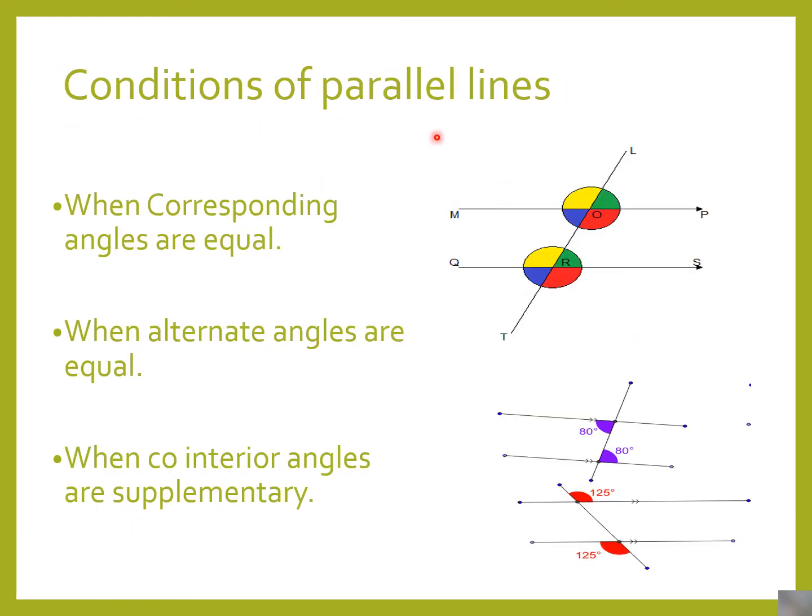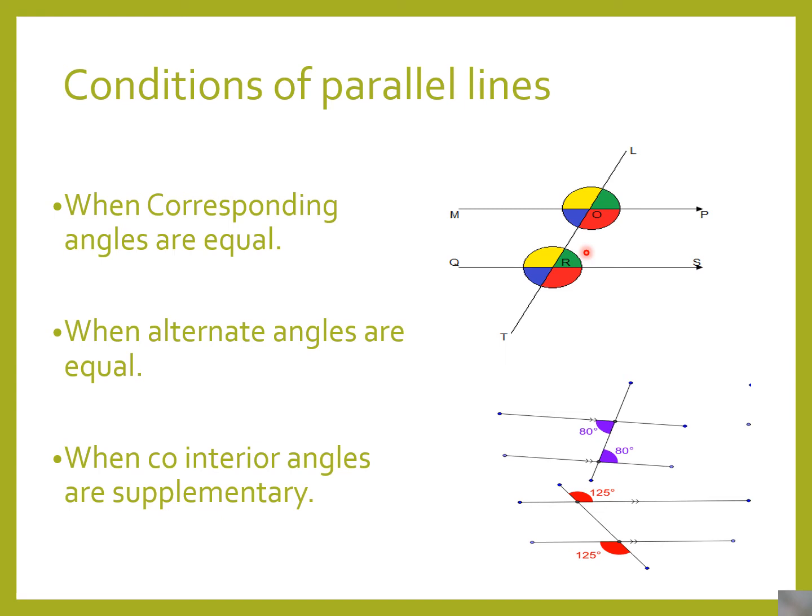Then what are the conditions of parallel lines? When corresponding angles are equal, the lines are parallel. Again, you can see them in the same color. The red and red are corresponding, green and green are corresponding, and they are equal. We have a theorem which says that corresponding angles are equal.